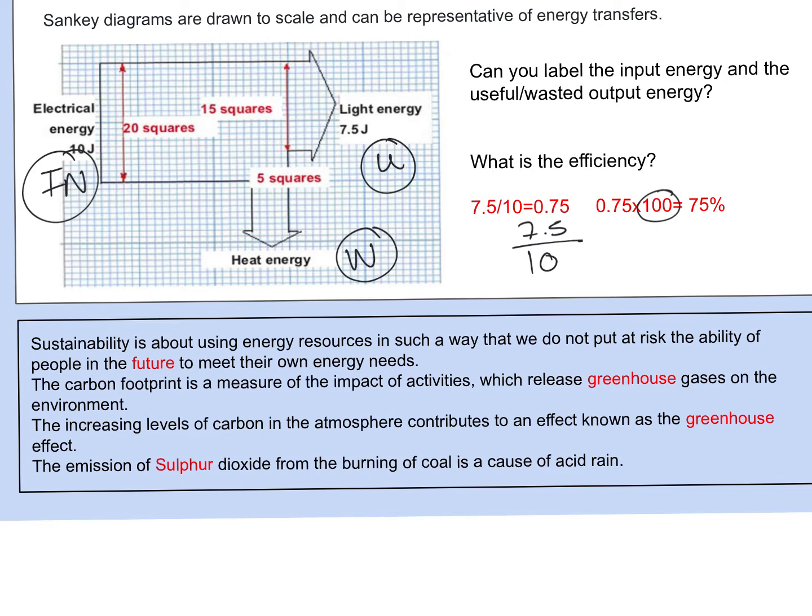Sustainability then. Sustainability is using energy sources in such a way that we do not put at risk the ability of the future to meet future people's needs. Carbon footprint is the measure of activities which release greenhouse gases, so stuff that releases CO2, like cars, buses, generating electricity, things like that. Increasing the levels of carbon in the atmosphere contributes to the greenhouse effect. The emission of sulfur dioxide is what causes acid rain.